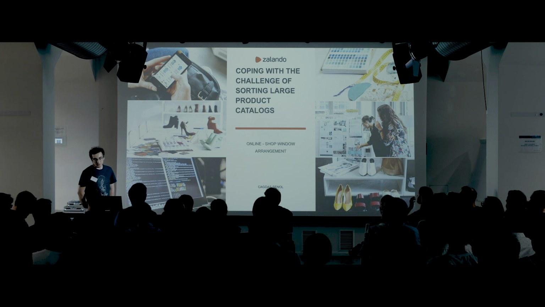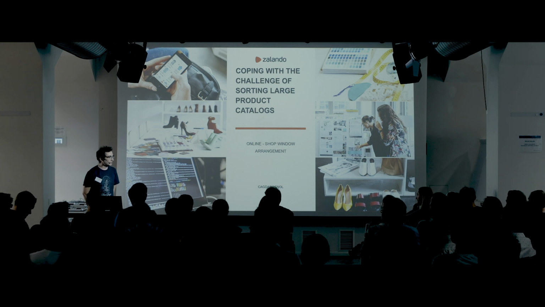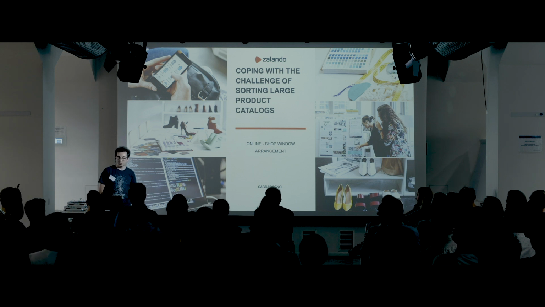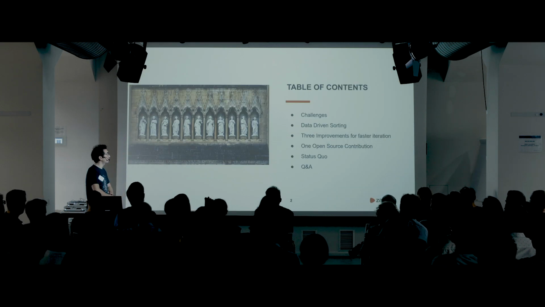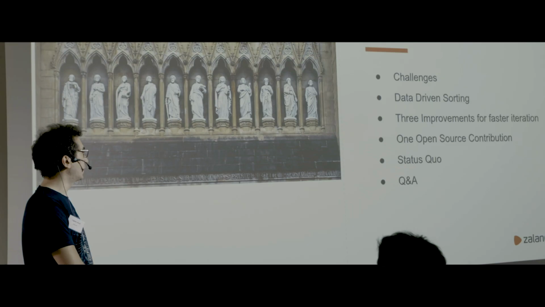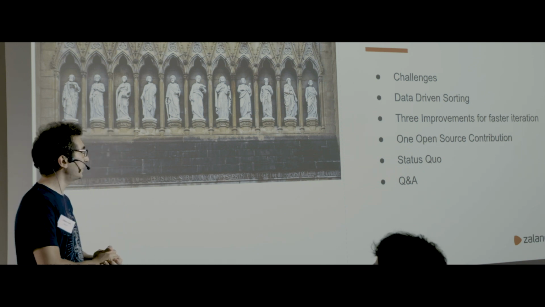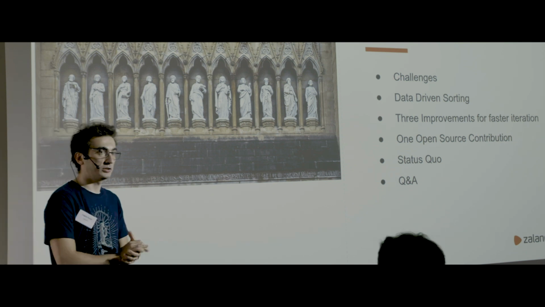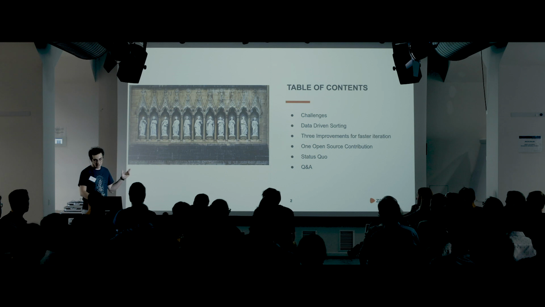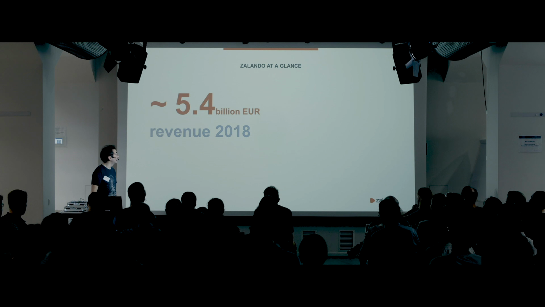So I'm Cagdas from Zalando, a software engineer, and today, as the title says, and as a subtitle maybe, I can tell you also how to push the limits of Elasticsearch when sorting. So let's start. I will first give you some numbers about Zalando, then the challenges that we have in Zalando, what data-driven sorting is, the 3 improvements we did for fast iteration, and 1 open source contribution we just recently did, and given the status quo, how we do the sorting in Zalando, and hopefully some time for QA.